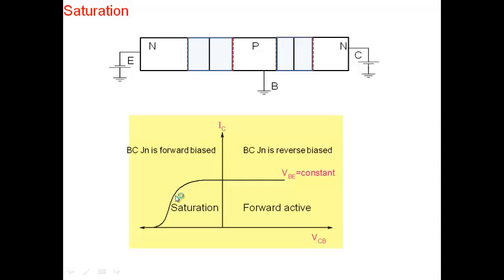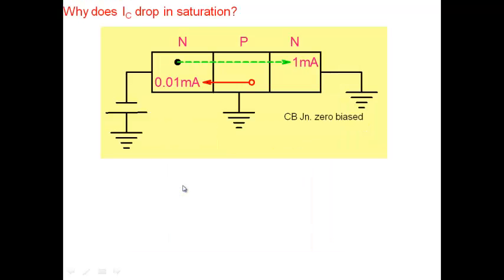You begin to see collector current dropping here. So this is what we would like to understand. Why does collector current drop in saturation region once I make the base collector junction sufficiently forward biased here? So that's what we would like to understand. So let's look at it. Let's go inside the device and look at it here.